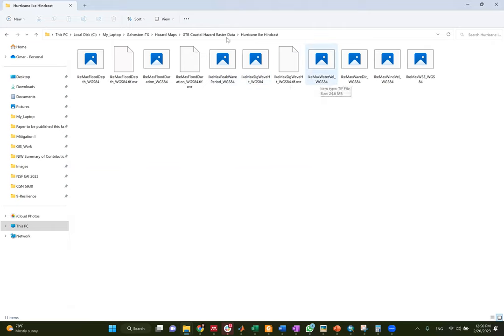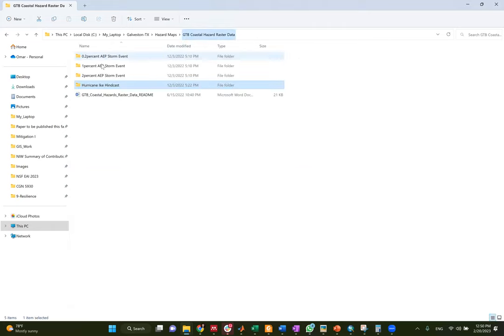So I have, for Galveston, Hurricane Ike in 2008, but I also have some return period events, like an event that has a 0.2% chance, an event that has a 1% chance, which is a 100-year event, and a 2% chance. So what do you guys think? What is the return period of the 2% chance event? 50-year?